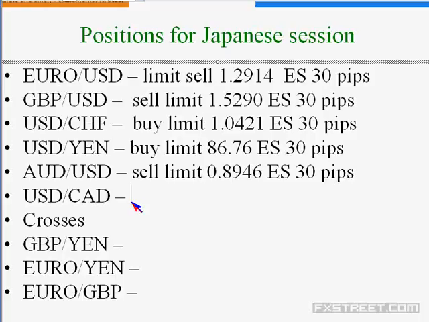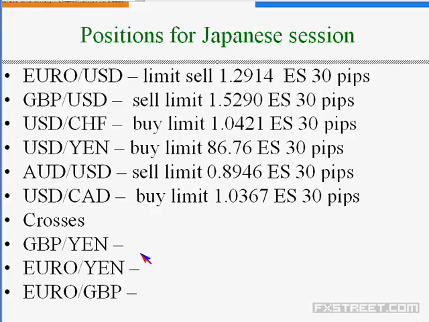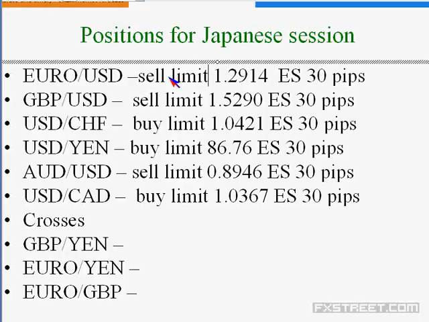Then in the case of the Canadian dollar, 1.0380 is the current level and 1.036 is the low. So I'll keep a buy limit order at 1.0367 with an entry stop of 30 pips. Okay, these are all the limit orders, and we will see how exactly the limit orders act during the course of the webinar and also during the session close.